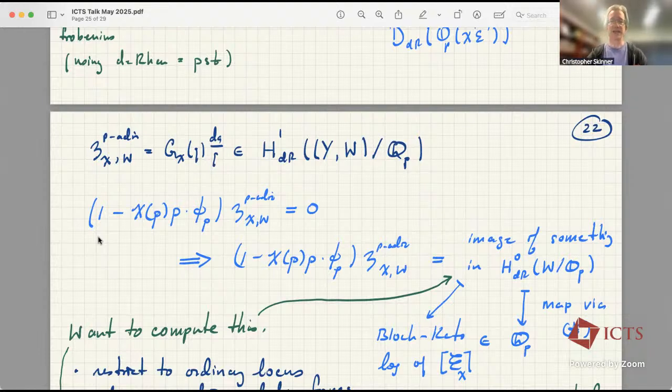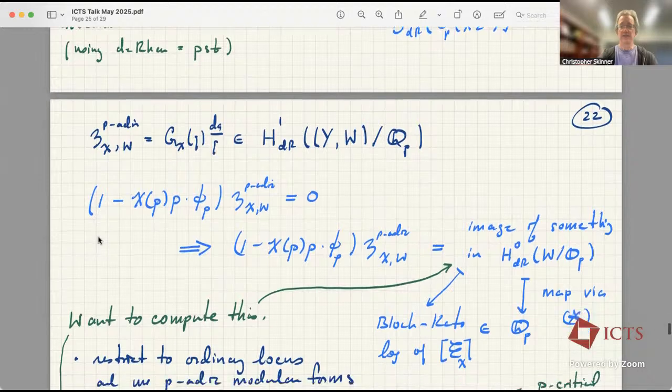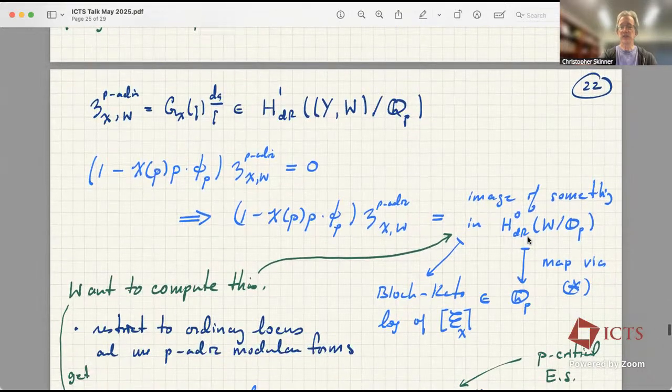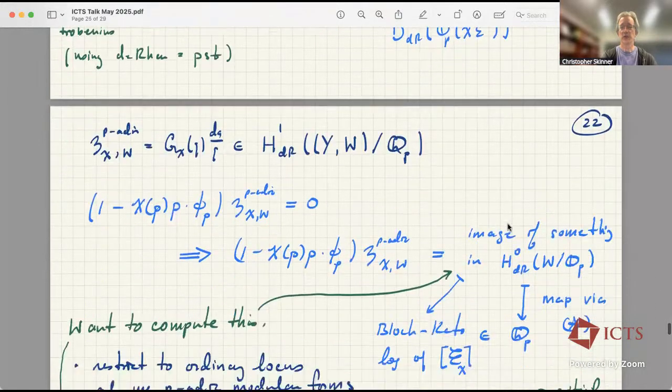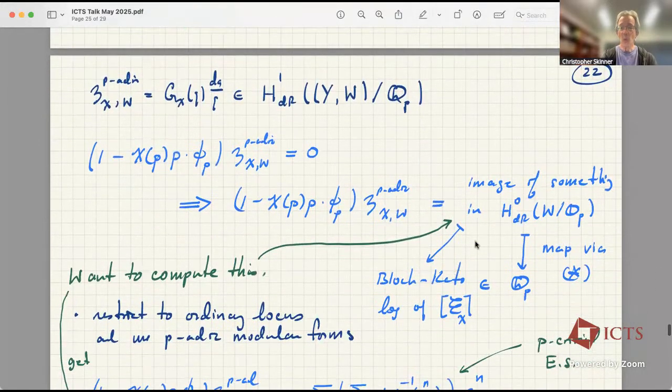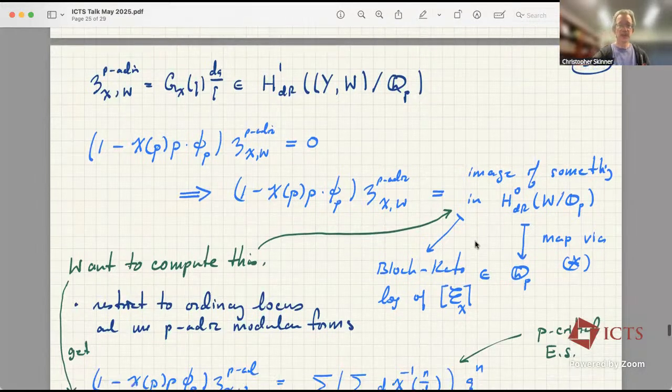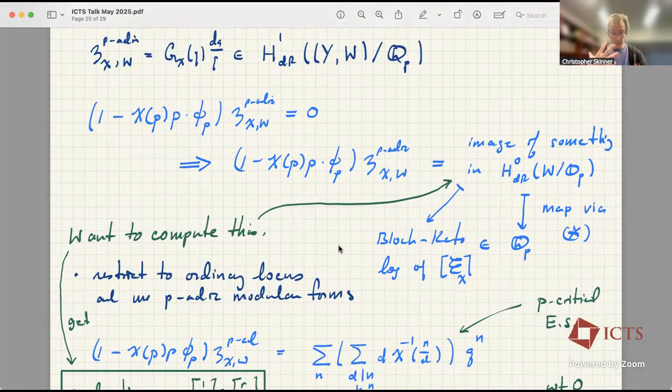And actually, so what is that? So we apply that, and we have something that's in the image of the H0 de Rham of W, because it's vanishing in the quotient, and we want to know what it is. Can we actually compute this? And we can compute this using p-adic modular forms.